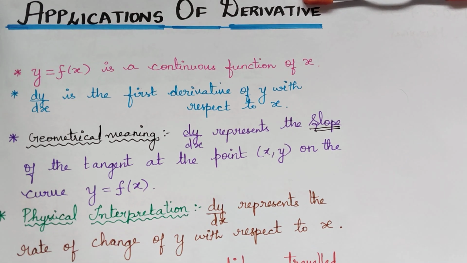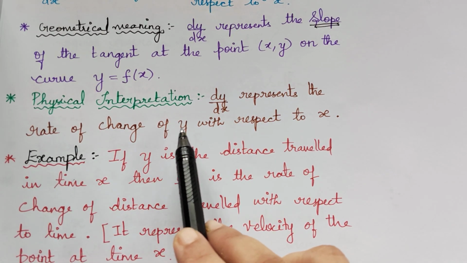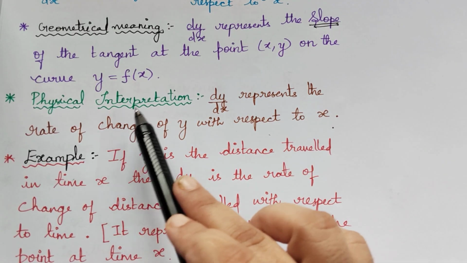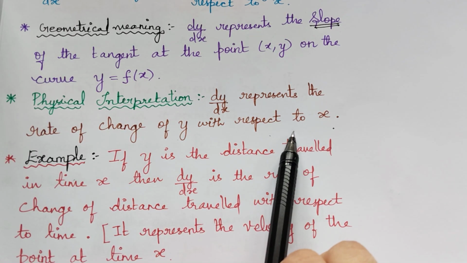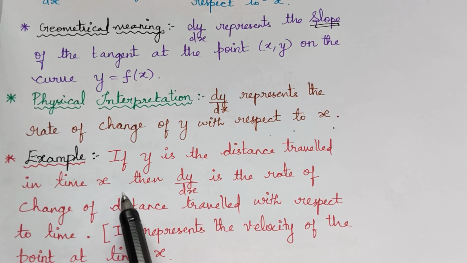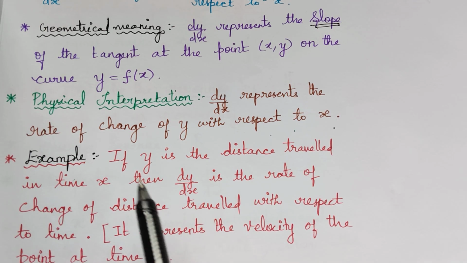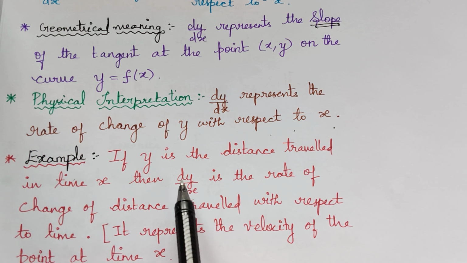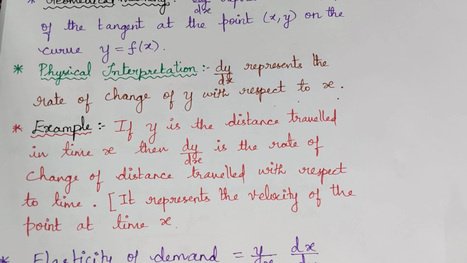And let us see the physical interpretation. dy by dx represents the rate of change of the variable y with respect to x. So, physically it is interpreted as the rate of change of one variable with respect to another variable. For example, if you take y as the distance traveled in time x, then the rate of change of the distance traveled with respect to the time gives us dy by dx. That is, it represents the velocity of the point at time x.